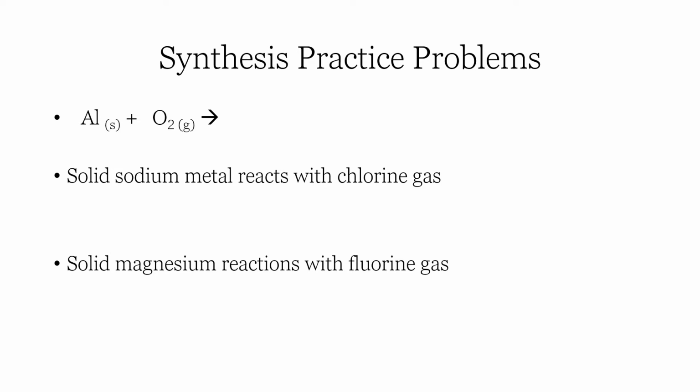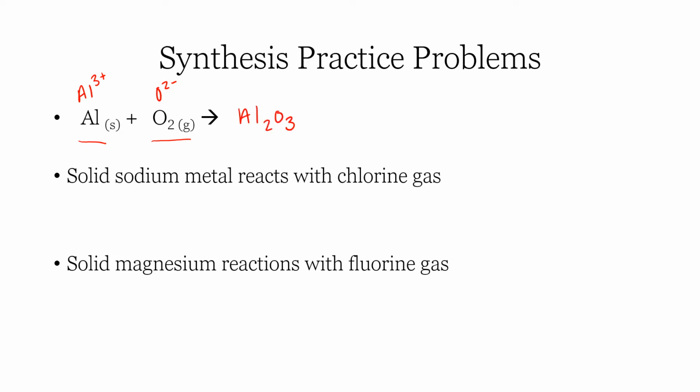Again, like we saw on the last slide, in synthesis reactions we're going to have multiple reactants forming a single product. So you have to think about how the reactants that I'm given would combine to form a product. In the first equation here, we've got aluminum metal reacting with oxygen gas. When aluminum reacts with oxygen, we know that aluminum has a charge of +3 and oxygen has a charge of -2. So when those two elements combine, they're going to end up forming aluminum oxide.